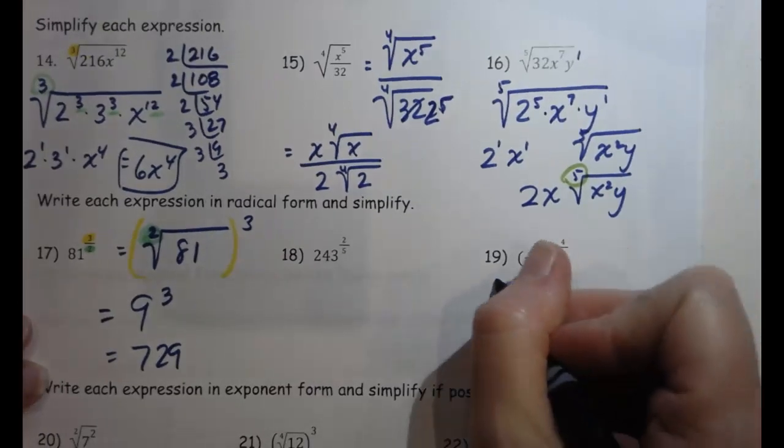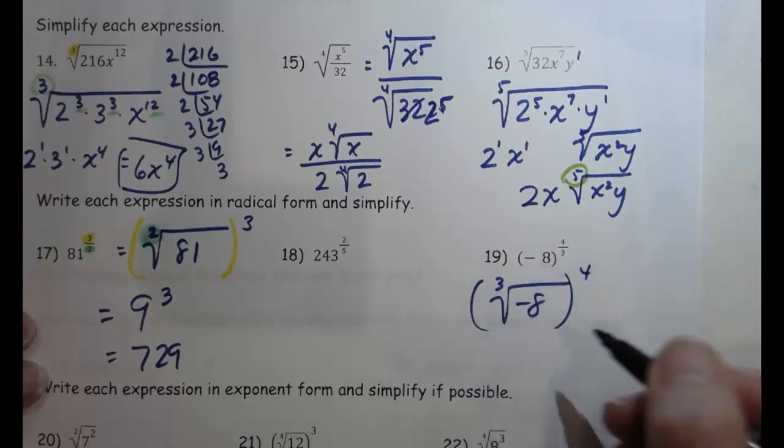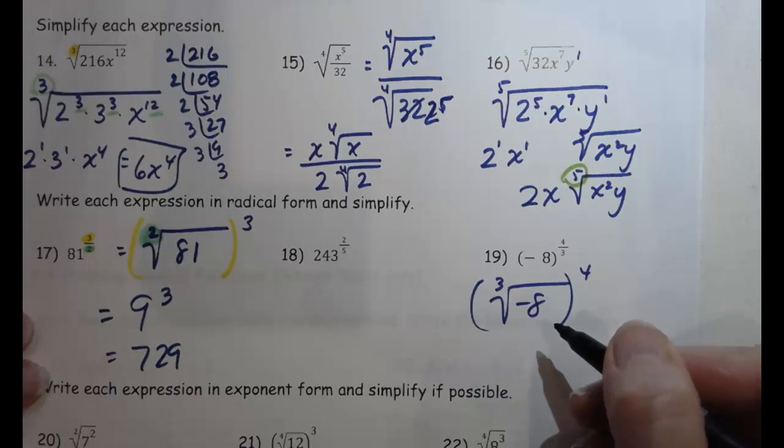Let's skip over to number 19. This is the cube root of -8 raised to the 4th power. Can we take a cube root of a -8? Yes, we can.